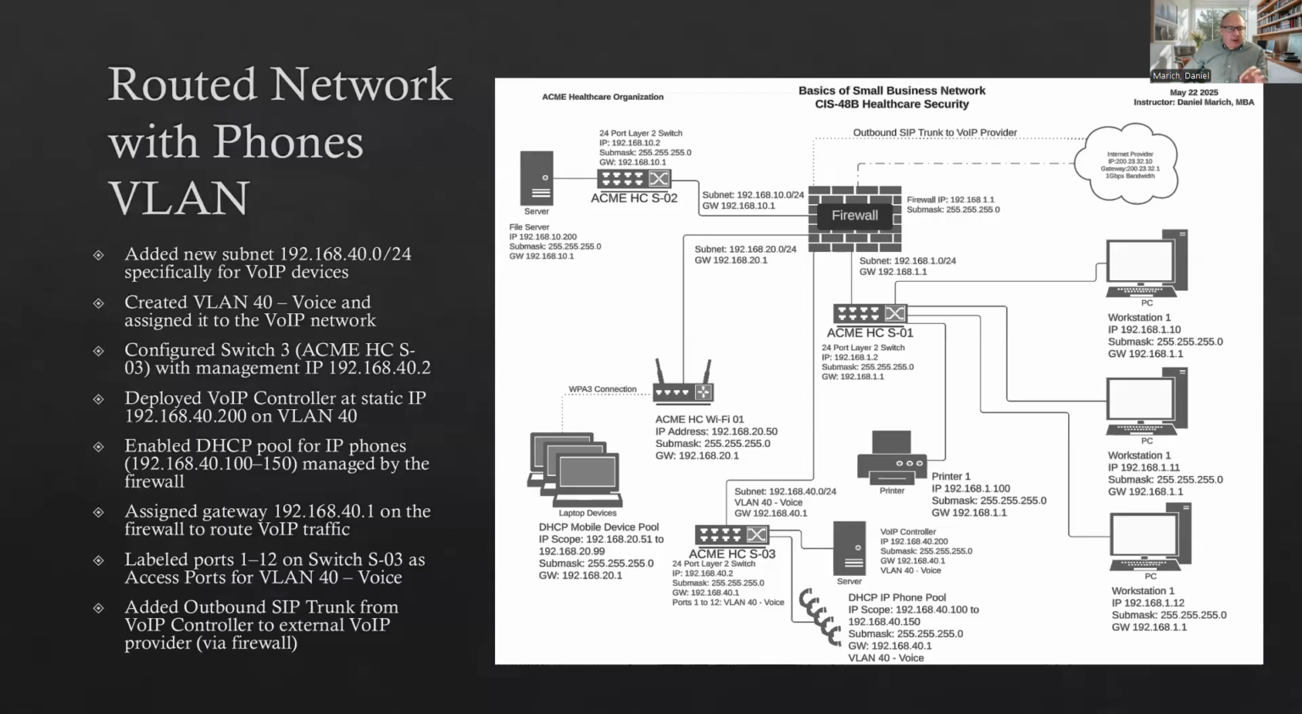So if you see there, one of our points there, label ports 1 through 12 on switch S03. So this switch is a layer 2 switch, but layer 2 switches can assign ports to be on a specific VLAN. So you have to go in and log into your switch, many times through a command line interface, and you have to assign the port to the VLAN. Then the managed firewall will be able to manage traffic through those VLAN ports.